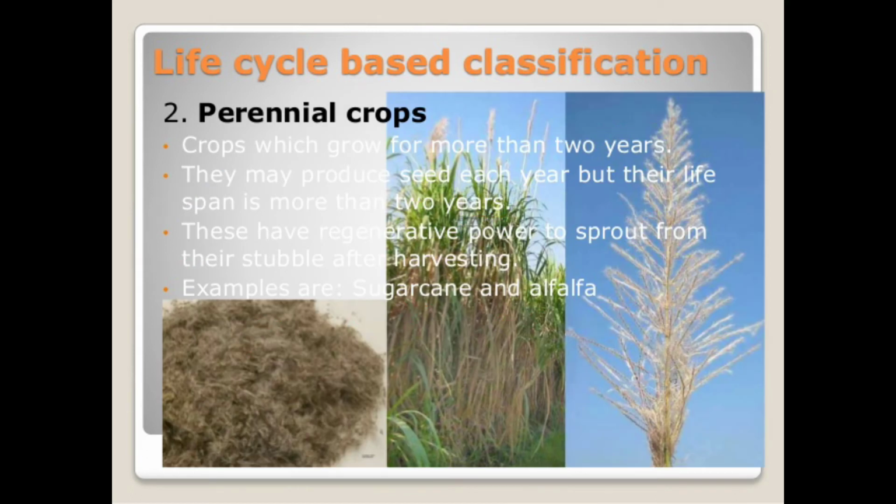Then perennial crops. Perennial crops are crops that grow for more than 2 years. They may produce seed each year, but their lifespan is more than 2 years. These have regenerative power to sprout from their stubbles after harvesting, and examples are sugarcane and alfalfa.